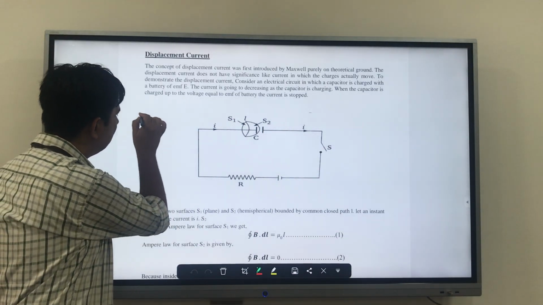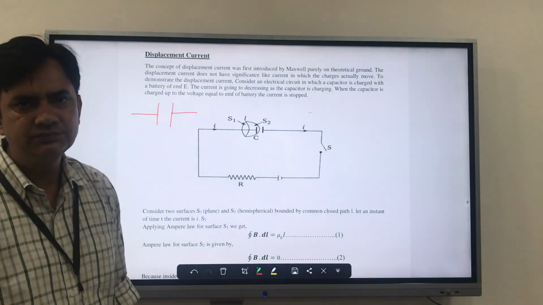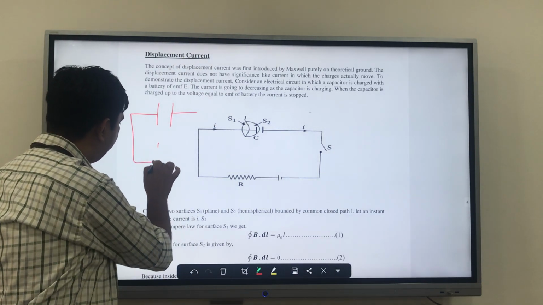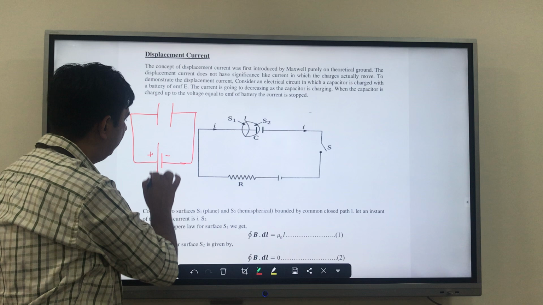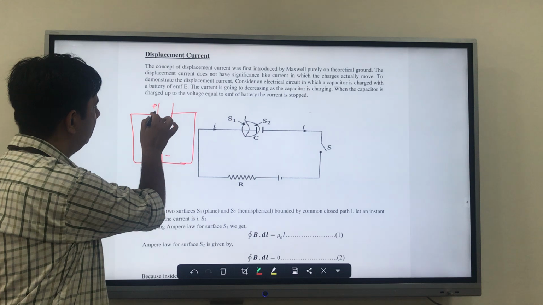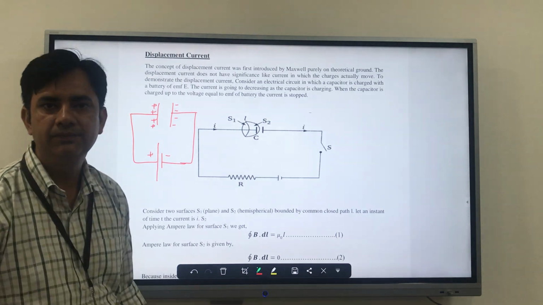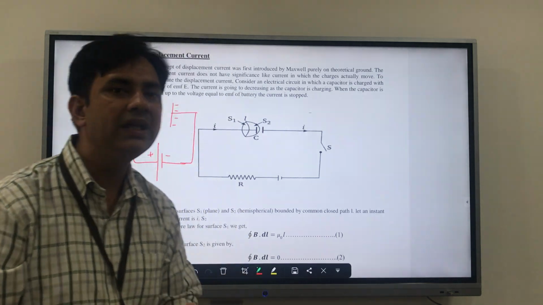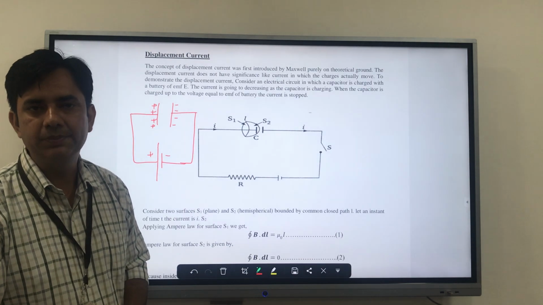He says that a capacitor is a device which can store charge, right? Now if we apply a battery over here, plus and minus, what will we observe? We will observe that this particular part becomes plus and this particular part becomes minus. But there is a gap between them. And what he observed is that there is a current between them, and that current is called displacement current.